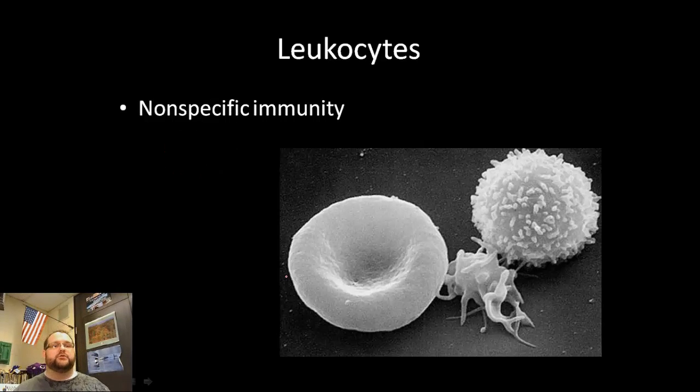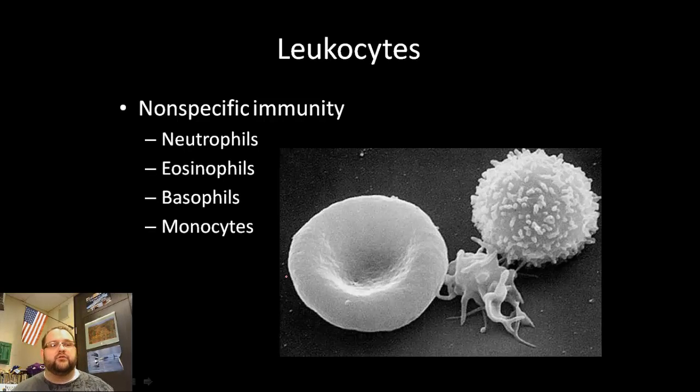Okay, the next one is a leukocyte. The leukocytes are our white blood cells, and they actually fall into 2 big categories, and we're not going to go into a lot of detail on all of them. But one category is a type of immunity called non-specific immunity. This type of immunity attacks everything. So it doesn't matter what it is that gets into you, so long as it doesn't have a self-marker on it, it's going to attack it. And these are things like neutrophils, eosinophils, basophils, and monocytes.